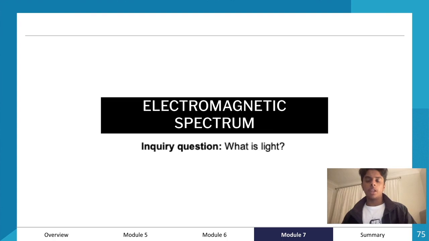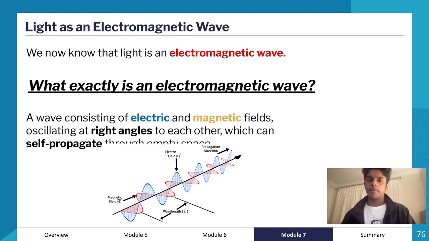With that now, we can move on to the electromagnetic spectrum and ask the question, what is light? So we know light is an electromagnetic wave, but then what exactly is an electromagnetic wave? Well, an electromagnetic wave is a wave consisting of electric and magnetic fields oscillating at right angles to each other, which can self-propagate through empty space.